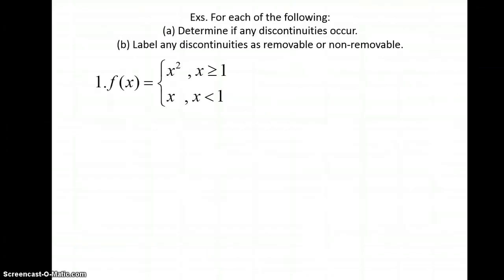Okay, so let's look at some examples of that. For each of the following, determine if any discontinuities occur. If they do, identify them as removable or non-removable. Piecewise functions get tricky.